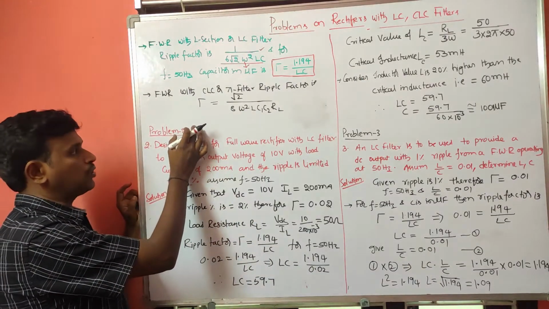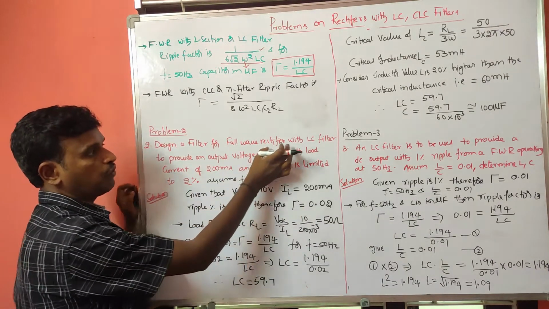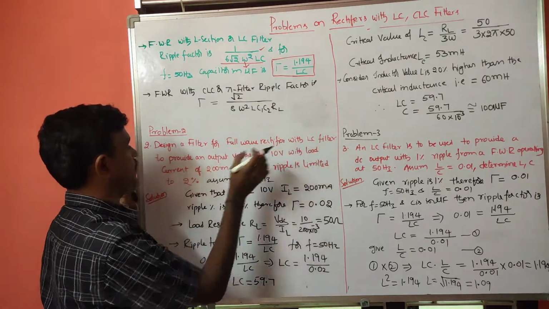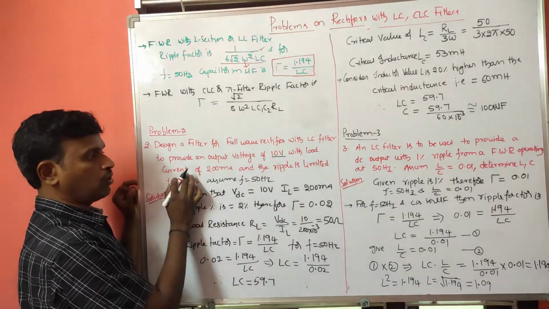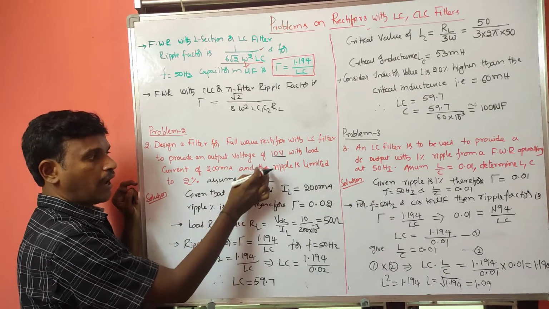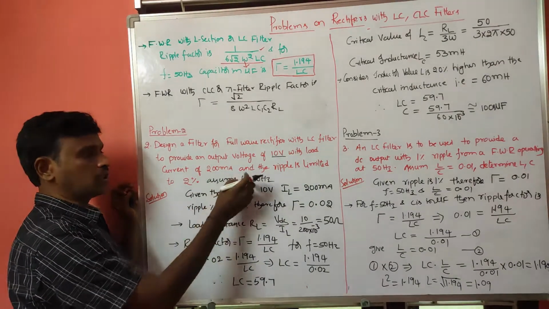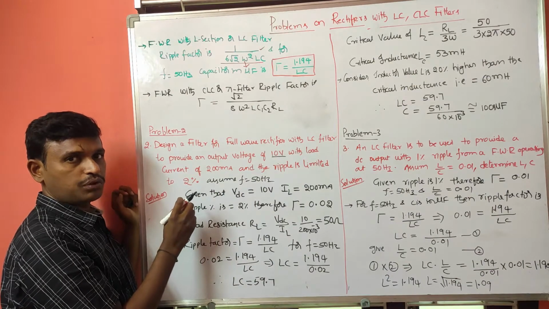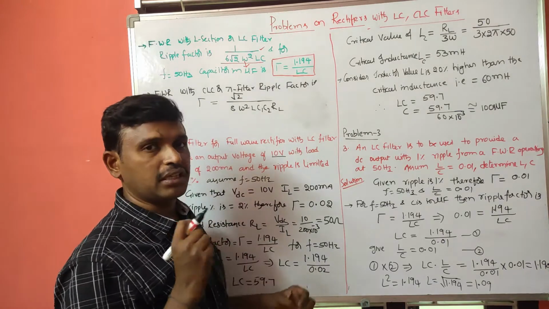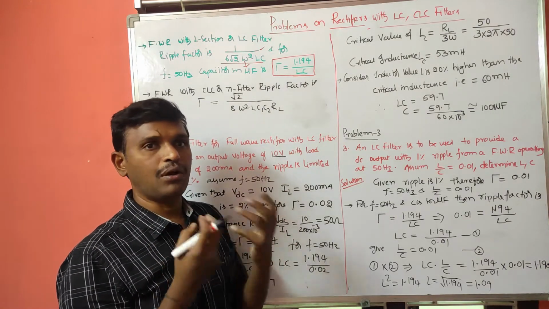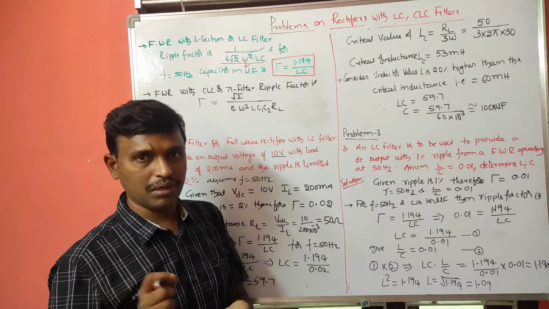Now we will move on to the second problem. The second problem is: design a filter for a full wave rectifier with the LC filter to provide an output voltage of 10 volts with load current of 200 milliamperes and the ripple limited to 2%. Assume that the frequency is 50 Hz. So here we have to design the filter. Whenever the term design the filter is there, you have to calculate, here for the L section, the L value and at the same time the C value.